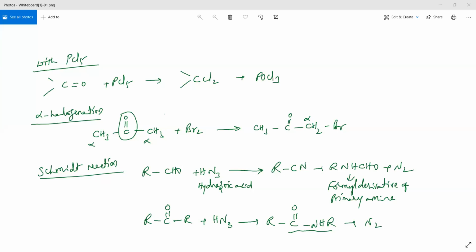With PCl5, the C=O group: you can see oxygen valence is 2, so 2 bonds are replaced with 2 chlorine atoms. Here, this oxygen is replaced with 2 chlorine atoms. Okay, here also alpha halogenation. When it is treated with bromine, this is alpha, this is also alpha, so one alpha hydrogen is replaced by the bromine.